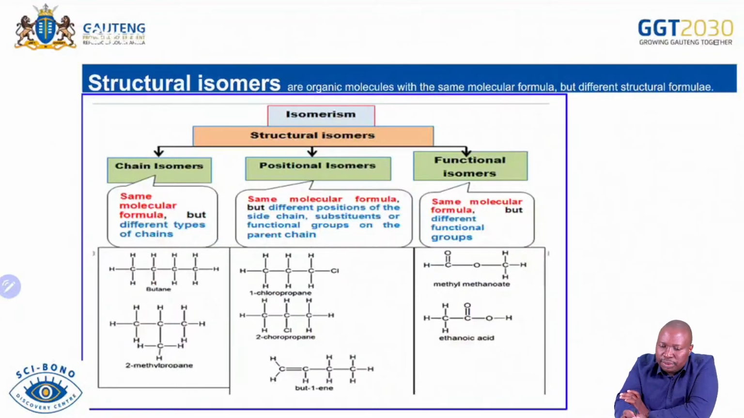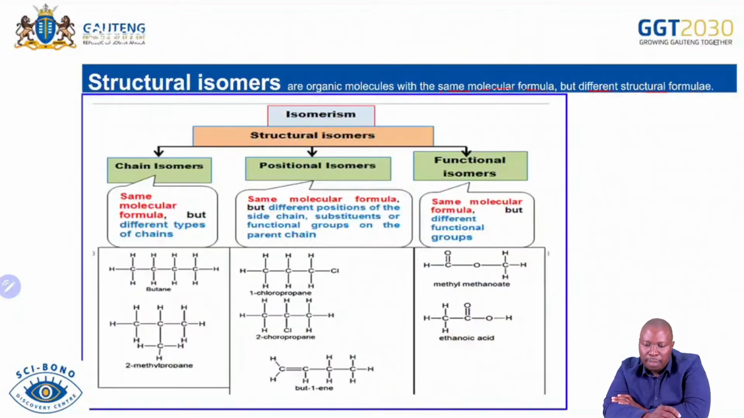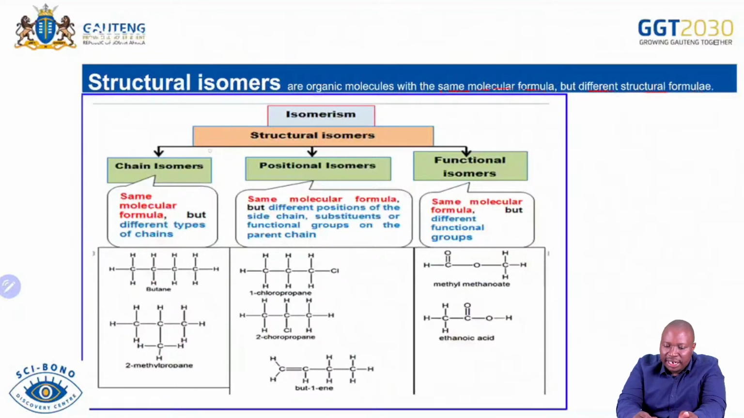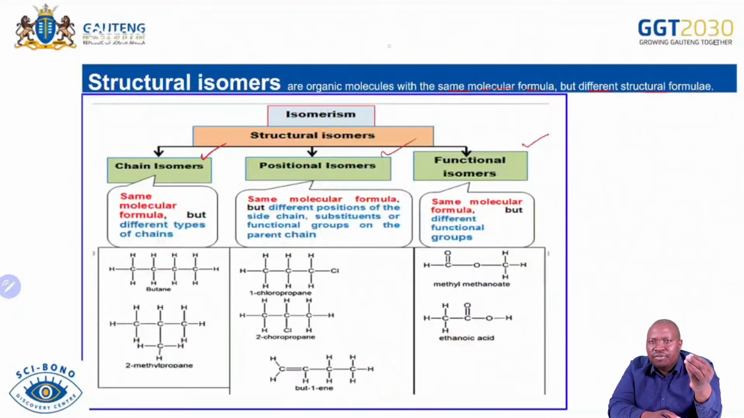We define structural isomers as organic molecules with the same molecular formula but different structural formula. Please know this, because most of the time we'll ask you to define chain isomer, positional isomer, and functional isomer. But there are times when we just say define isomers or define an isomer. So you must know that they have the same molecular formula but different structural formula. We have 3 types of structural isomers, which in this case are your chain isomers, your positional isomers, and your functional isomers.